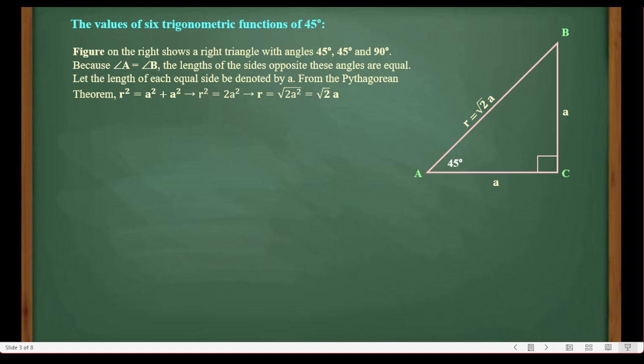And of course, acute angles A and B are also equal in an isosceles right triangle. The lengths of the sides opposite these angles are also equal. Now let the length of each equal side be denoted by small letter a, as I have just mentioned earlier. Now using the Pythagorean theorem, we have r squared is equal to a squared plus a squared. We combine similar terms, so that is 2a squared, and then we get the square root of both sides in order to get the length of r in terms of a. Therefore, r is square root of 2 times a.